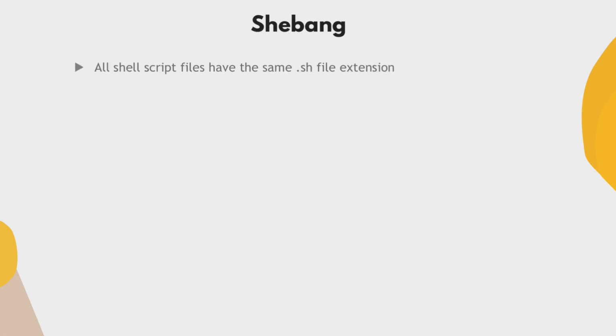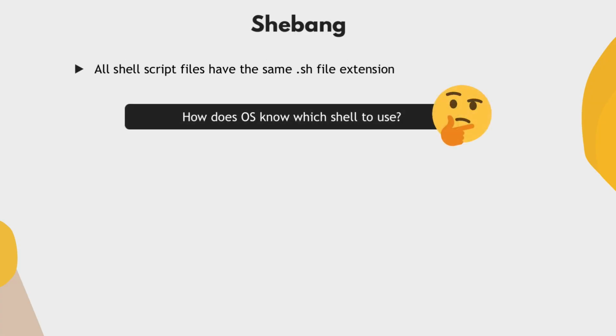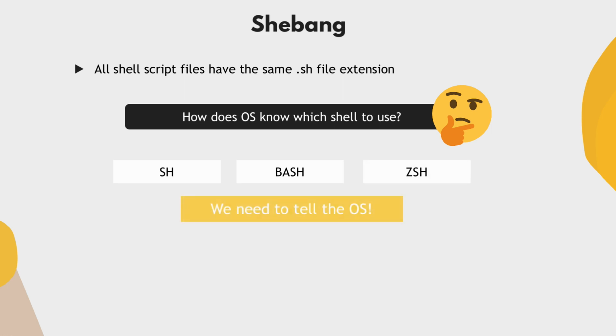Now, since all shell script files have the same extension of .sh, how does the operating system know which shell to use to interpret and process that script file? We may have multiple shell programs on the system, and maybe we wrote the shell script in sh or in bash or maybe in Z shell, who knows, right? So how does the system actually know this? Well, we tell the system ourselves which shell program to use to interpret that script. How? By writing what's called a shebang line as the very first line of the script.